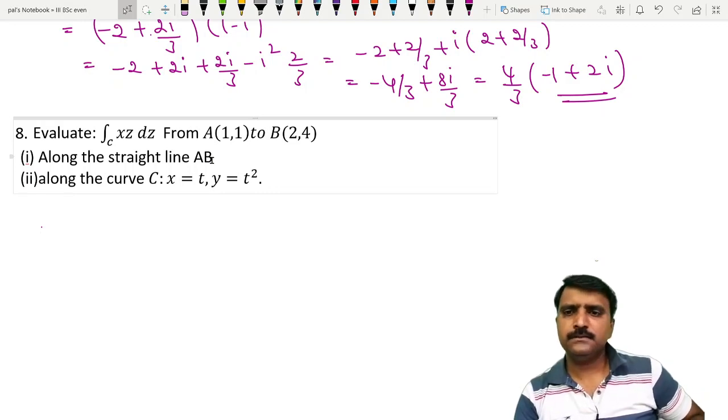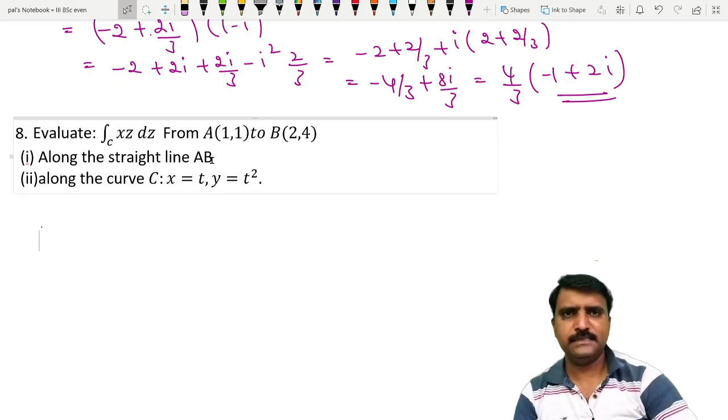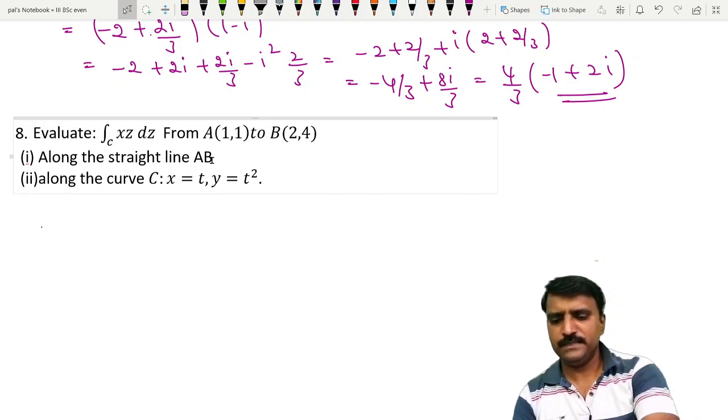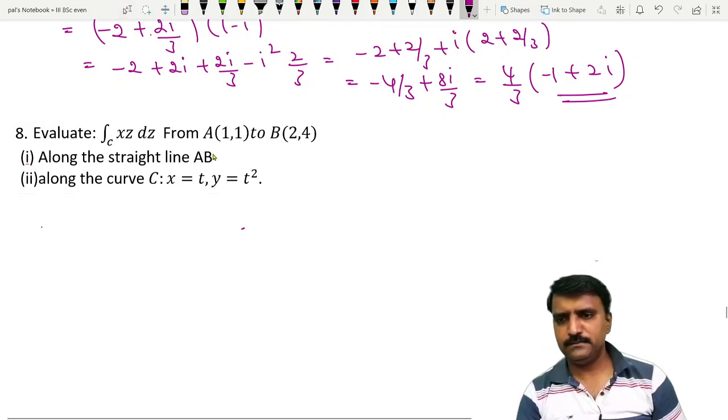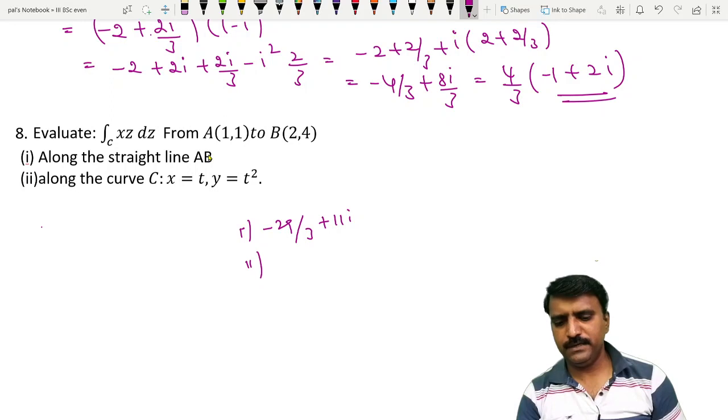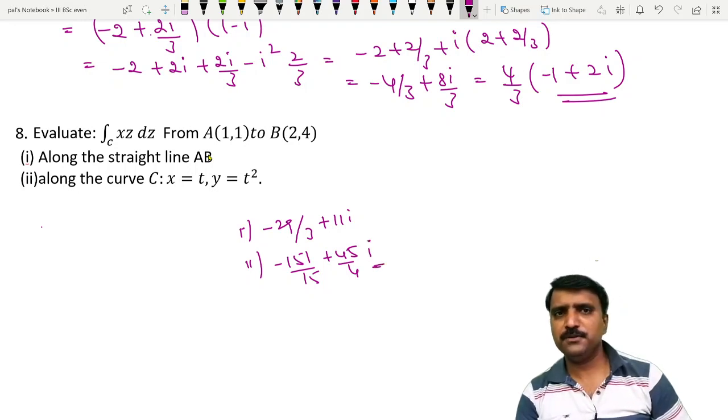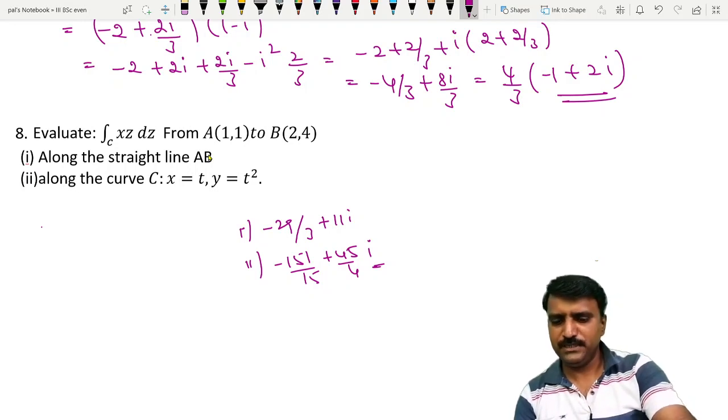I just give its answers. In the first case, you get minus 29 by 3 plus 11i. And in the second case, we get 151 by 15 minus 151 by 15 plus 45 by 4 i. Just go and find. If it is not possible to solve this, then definitely I will give the solution.